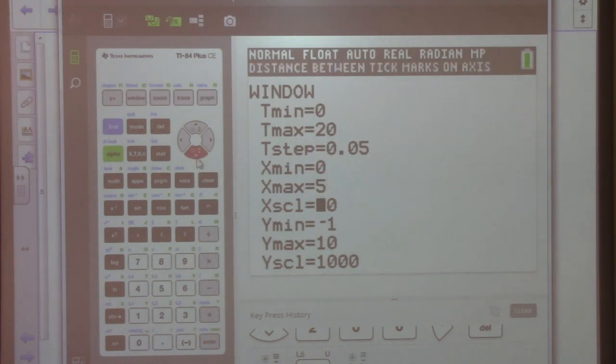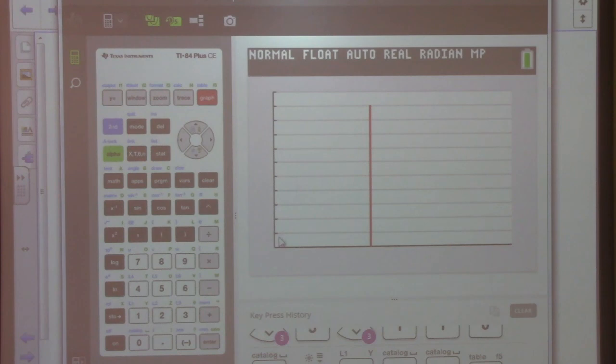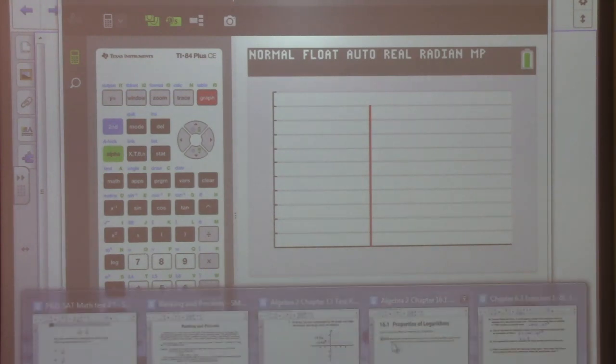What about our y scale? What does our y max have to be? It has to be over 1,000, right? So I'm going to make that 1,100. I'm going to put y scale at 100 here. So now we have a window where we really had to change the y, didn't we? And then we graph, and we see the drop, don't we? So here it is. And now we can go back to the question.